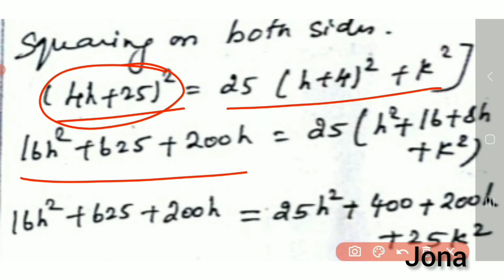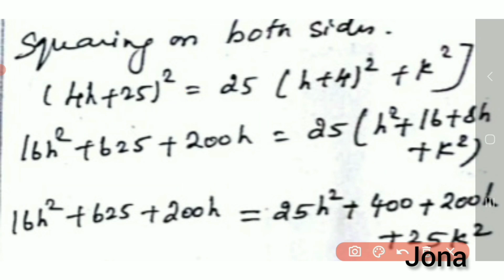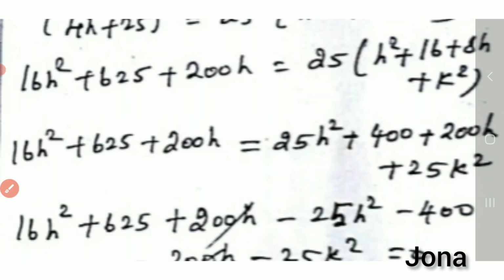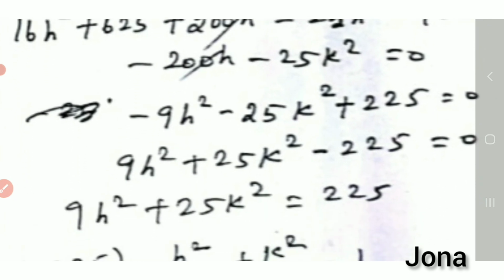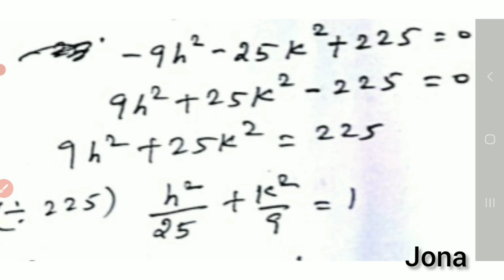If we want to remove the bracket here, we can multiply all the terms by 25. So that we have 25h² + 400 + 200h + 25k². Take everything to the left hand side so that we get a small equation like this. If you simplify everything, we have 9h² + 25k² - 225 = 0 after dividing by the minus sign. So I want to get the proper equation.